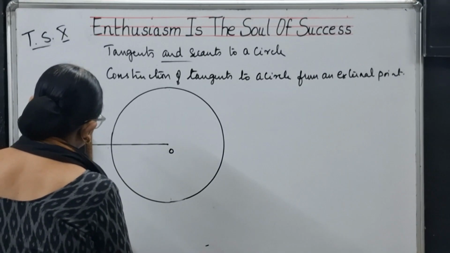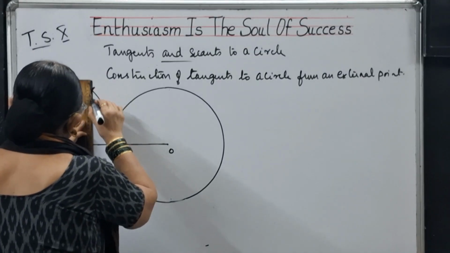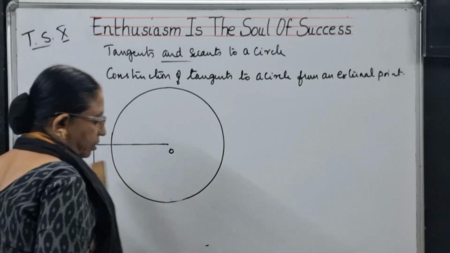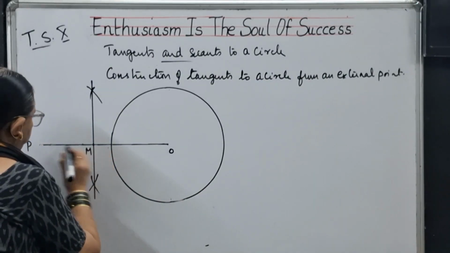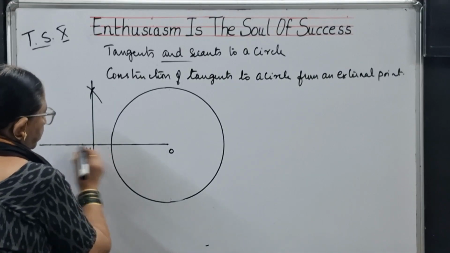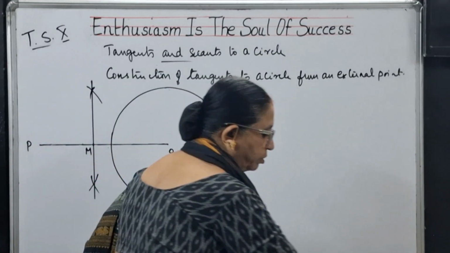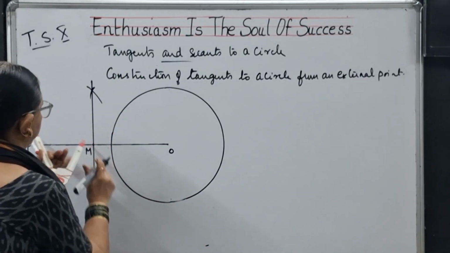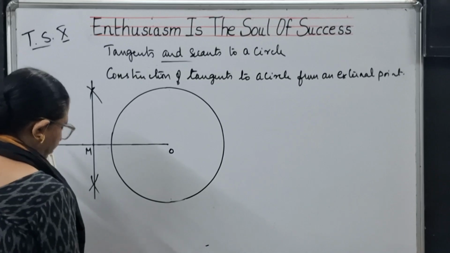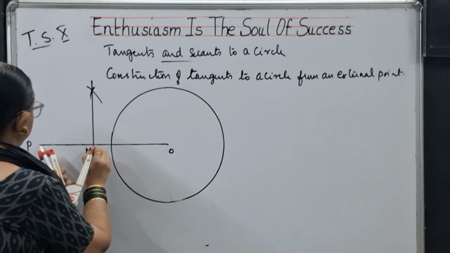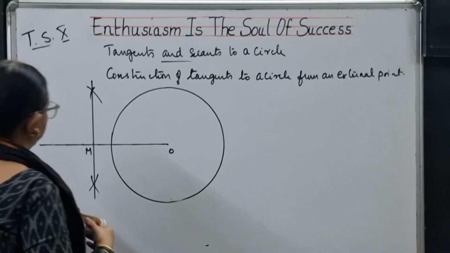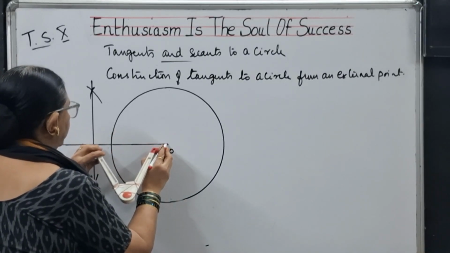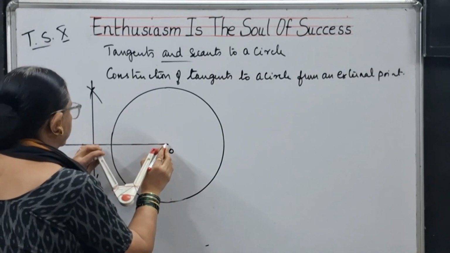So now, this is the line that you are getting. This point, let me call it M. What is this? This is the midpoint of OP. Now what you have to do is, again I am showing but I'll draw. See, M as a center and MP as a radius. With M as a center, you can take either MP as a radius or MO as a radius. Anyway, you have to draw a circle like this.